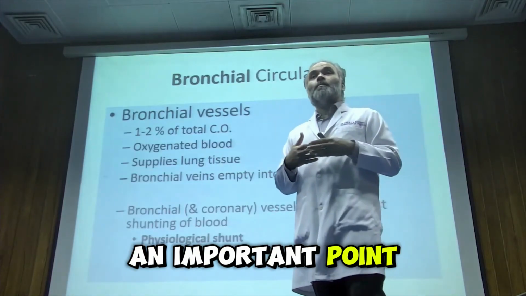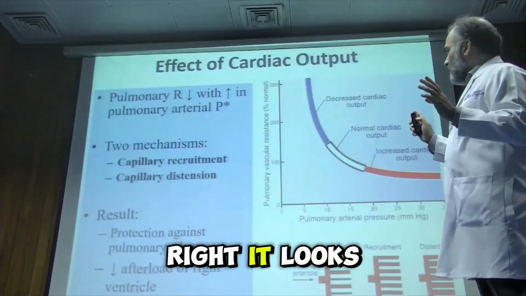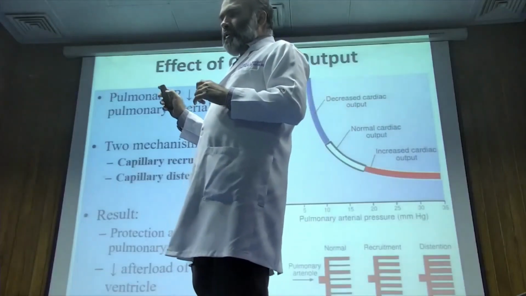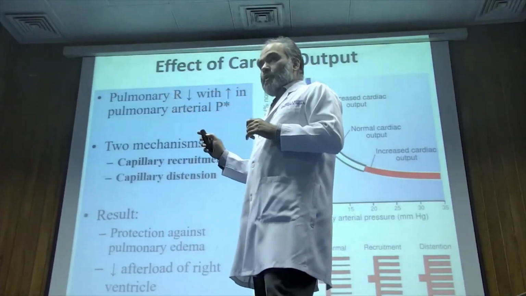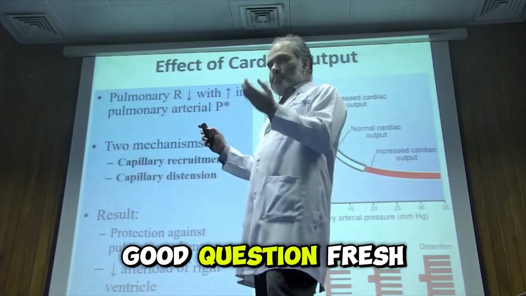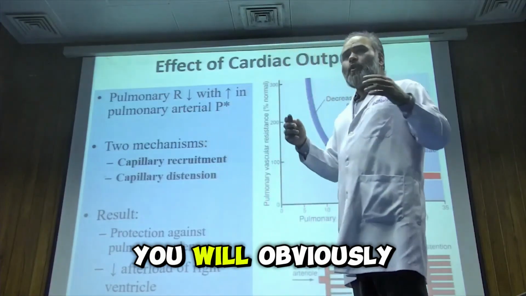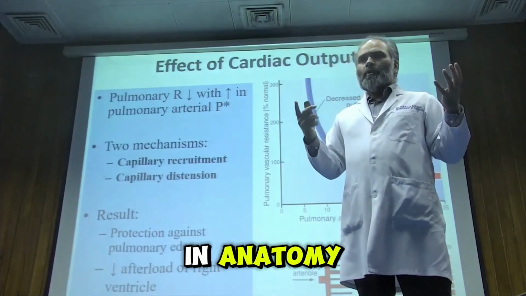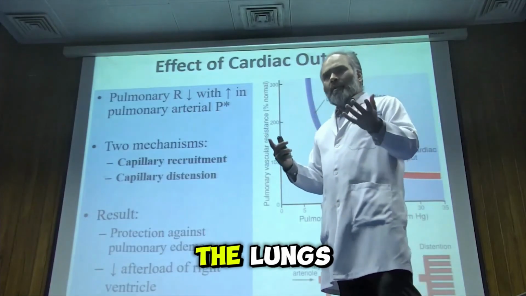But this is an important point to note. Okay. Right. It looks busy, but it's a very simple thing. This is G-video. Bronchial artery arises from the aorta. That's a good question. Fresh blood. Good question. And you will obviously be doing a lot of these origins and terminations in anatomy when you study the anatomy of the heart and the lungs.